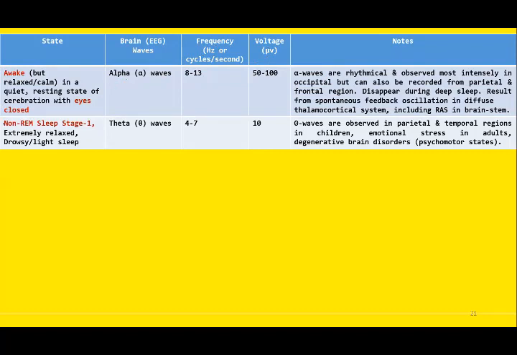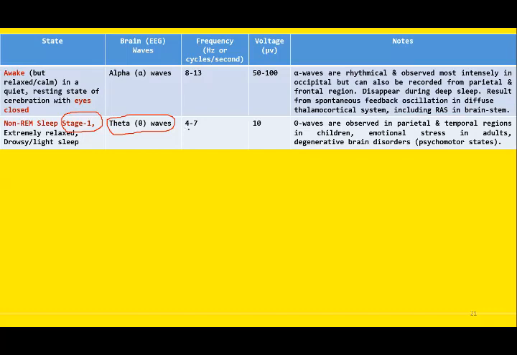Now comes the non-REM sleep. As we have discussed earlier, non-REM is subdivided into four stages. So this is stage one, the first of the four stages. The characteristic of stage one non-REM sleep is the existence of theta waves. Remember, these EEG waves are denoted by Greek letters. So theta waves are observed in stage 1 of non-REM sleep.